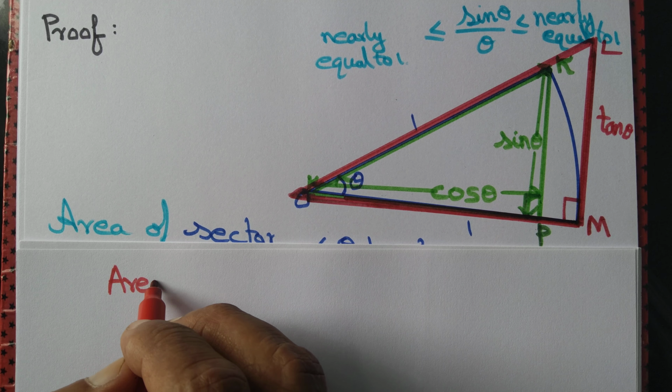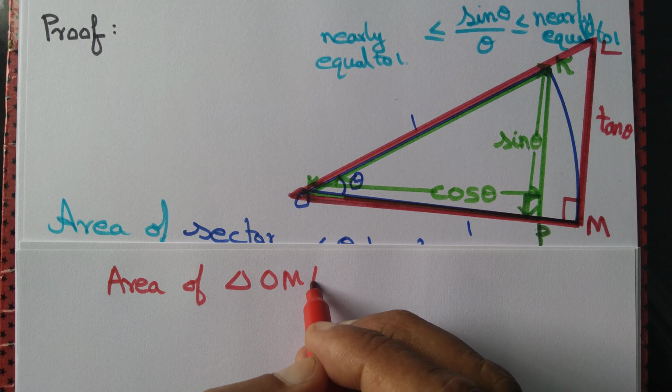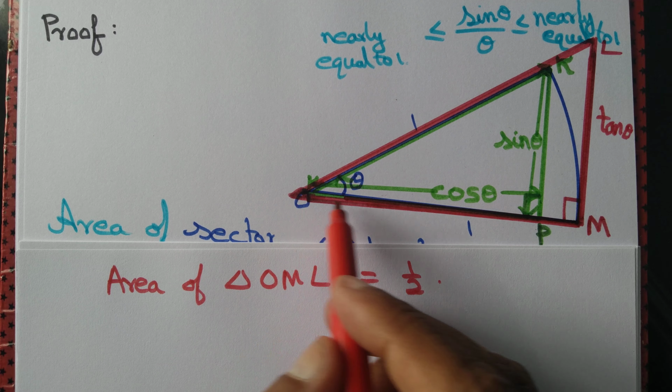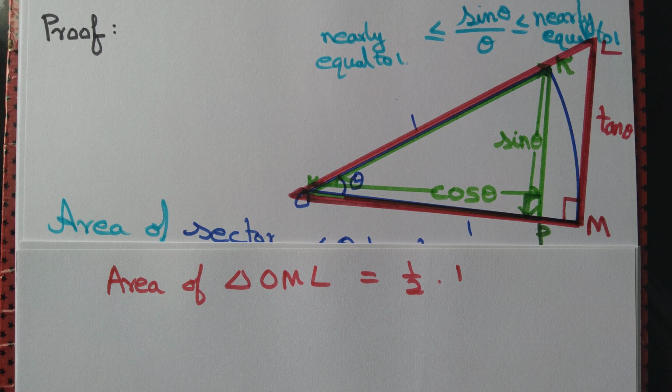Area of triangle OML, in fact a right angle triangle, is equal to half base. Base is OM, OM is just equal to 1 unit, that's the radius of the circular arc that we have drawn, times altitude. Altitude is LM, and LM turns out to be tan theta. Once again, area of triangle is bigger than area of sector, and area of sector is just theta by 2.